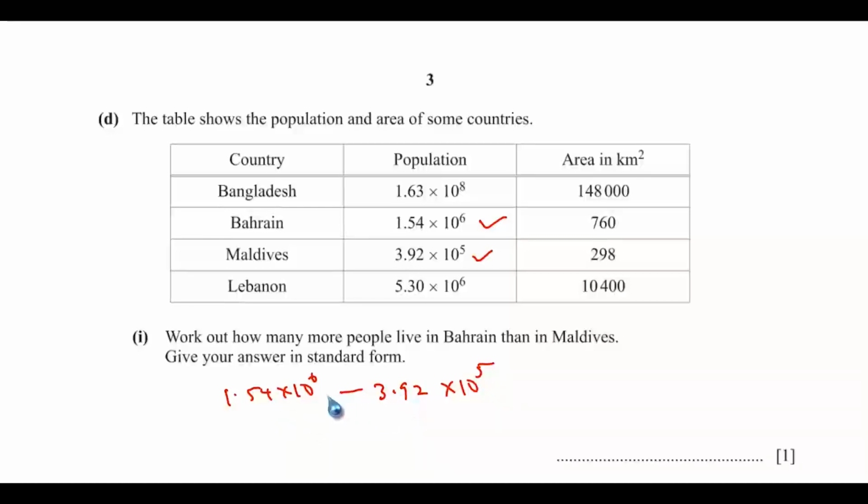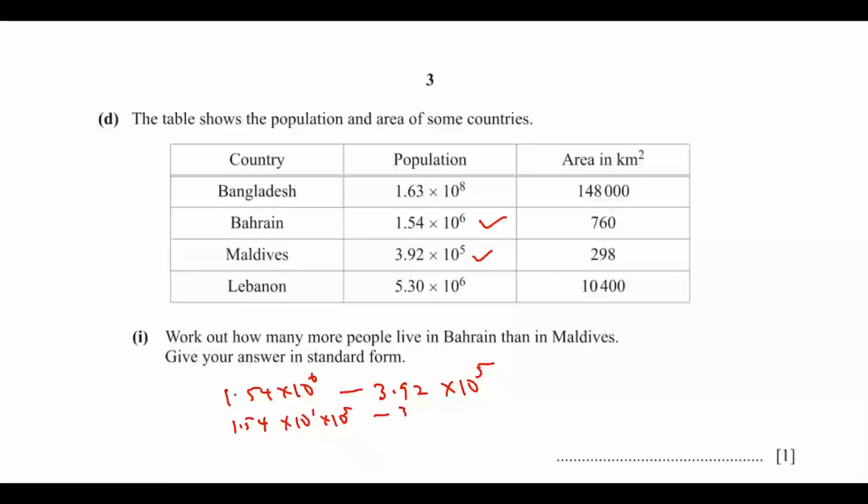Before you can subtract, the exponent of the power must be the same. That is, you must have 10 to the power of 5 here, and you must have 10 to the power of 5 as well here. To do that, we can say this will be equal to 1.54 times 10 to the power of 1 times 10 to the power of 5. I split this into 2. If you apply multiplication of indices, 10 to the power of 1 times 10 to the power of 5 will give you 10 to the power of 6. So we are good to go.